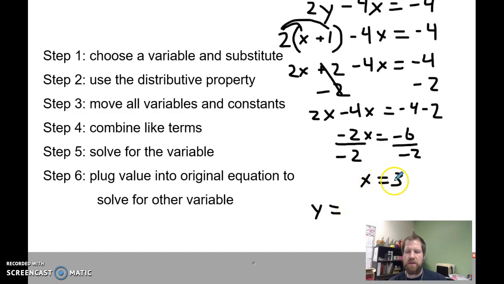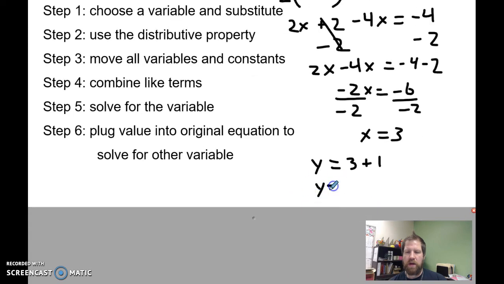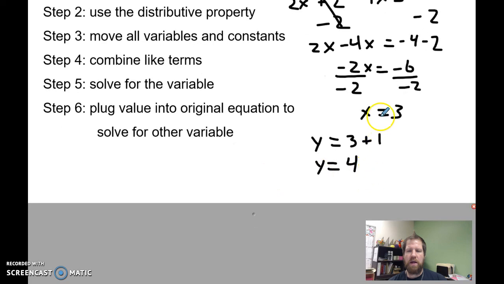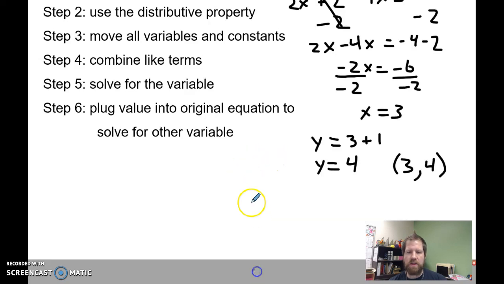So I'm going to bring this down: y equals x plus 1, but I'm going to substitute x, so 3 plus 1, or y equals 4. This is the solution to my system, and it can be written like this: x equals 3 and y equals 4, or as an ordered pair, (3, 4), because remember, the solution to a system is also that point on the graph where those lines cross. All right, let's do another one.